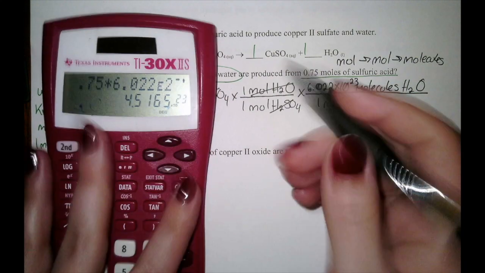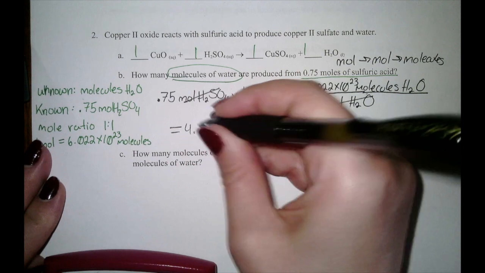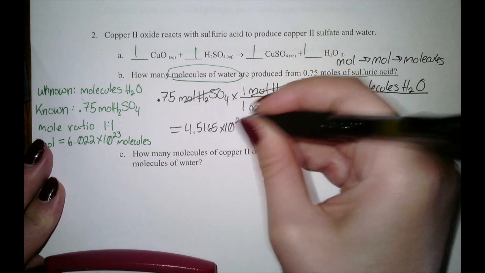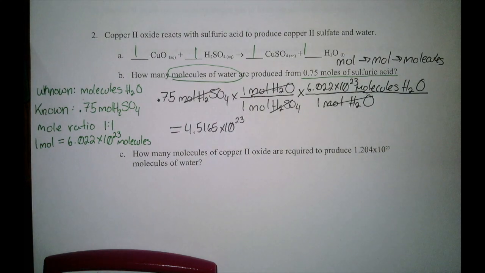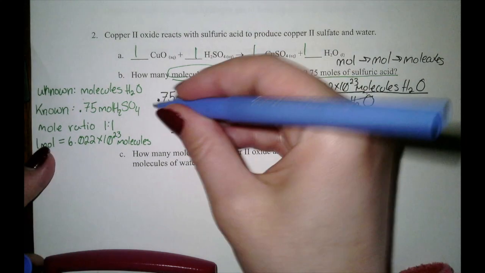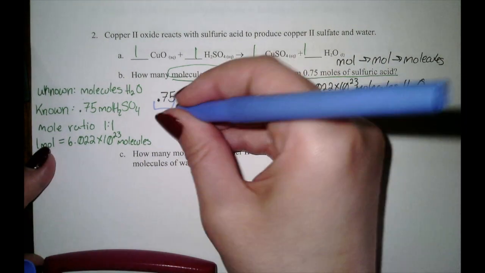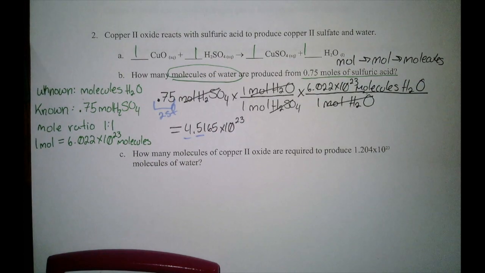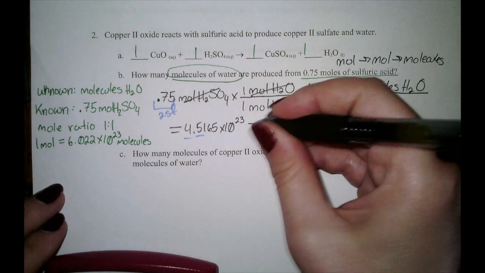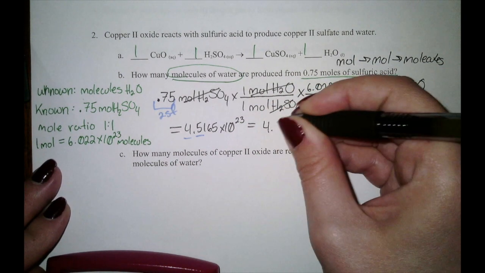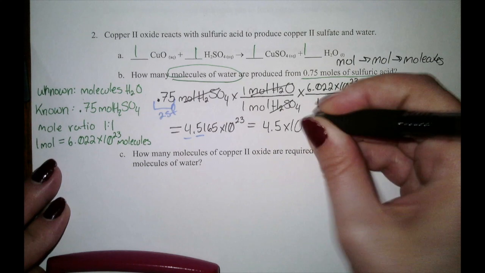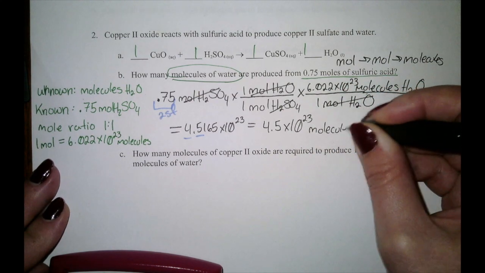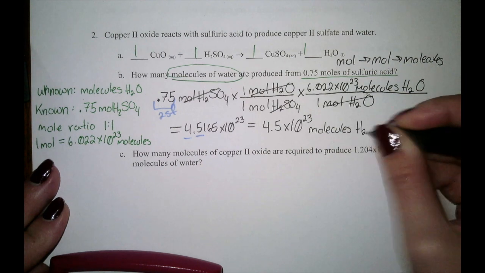So when we do this, our final answer becomes 4.5165 times 10 to the 23rd. Now we need to round to sig figs. Our original number, 0.75, has two significant figures in it. So I need to round my answer. So my final answer becomes 4.5 times 10 to the 23rd molecules of water.